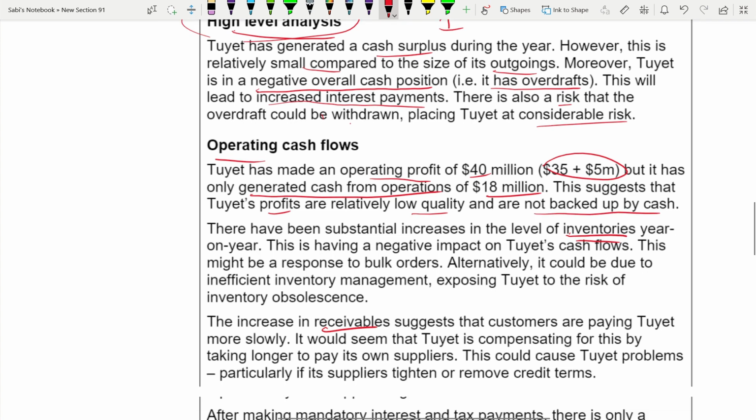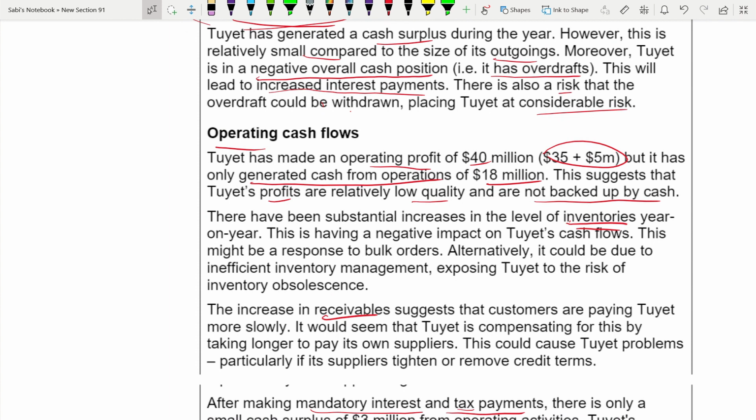Coming to inventory. You see, inventory is increasing. That means it will have a negative impact on cash flow. Why could it be? Try to give reasons. Try to imagine why inventories could increase. Maybe it could be a response to bulk orders. Okay, maybe someone has a bulk order.